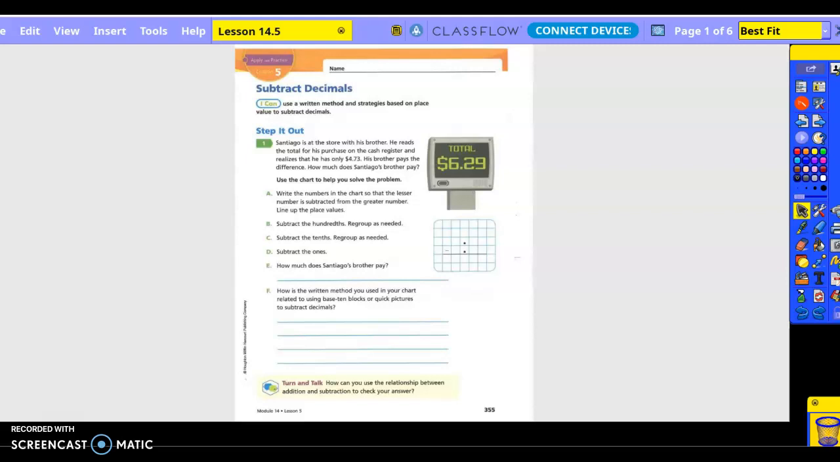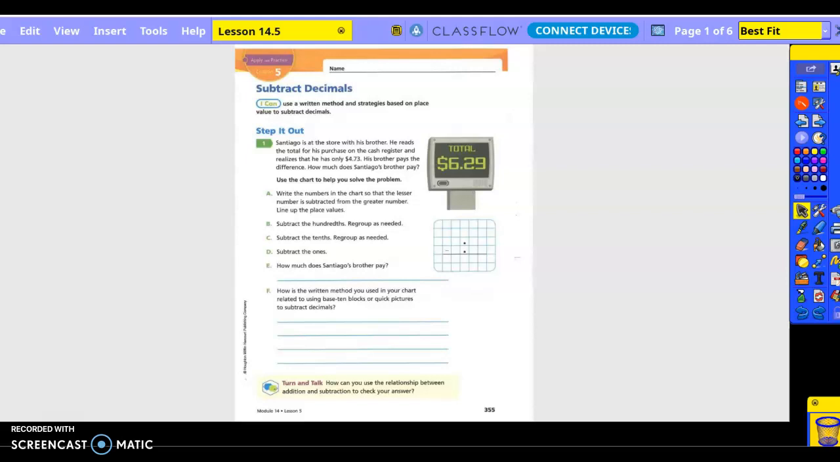He reads the total for his purchase on the cash register and realizes that he has only $4.73. His brother pays the difference. How much does Santiago's brother pay? Use the chart to help you solve the problem. Write the numbers in the chart so that the lesser number is subtracted from the greater number. Line up the place values.